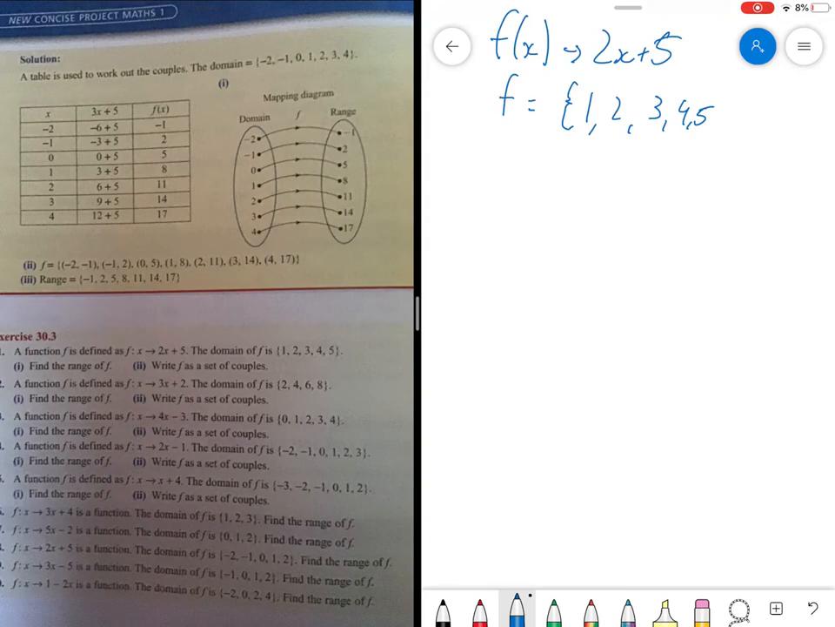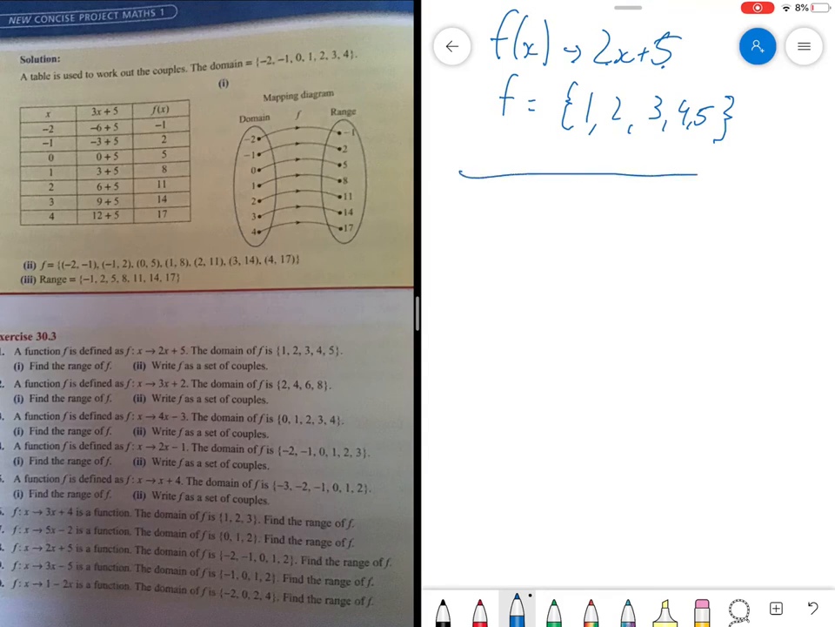So we have our question here, the first question in the exercise. A function f is defined as f of x is 2x plus 5, where the domain of f is 1, 2, 3, 4, and 5. We have to find the range of f, and write f as a set of couples. Now, the range of f is basically the set of outputs.